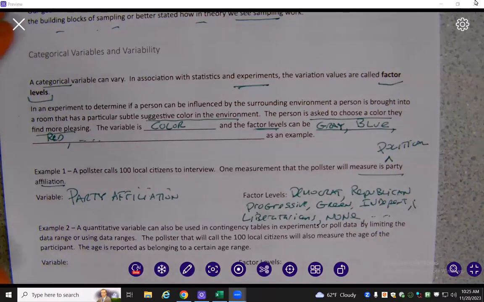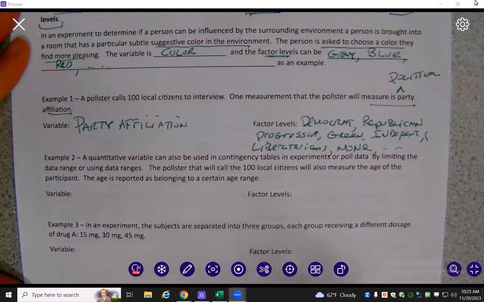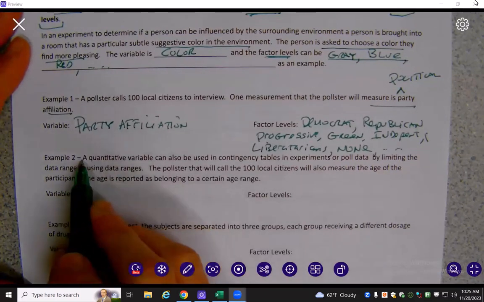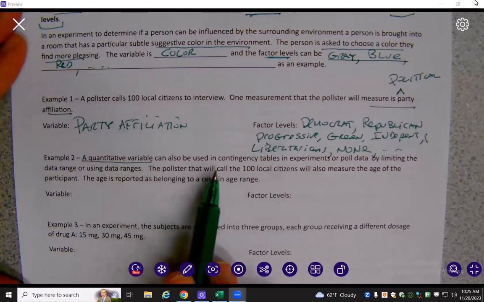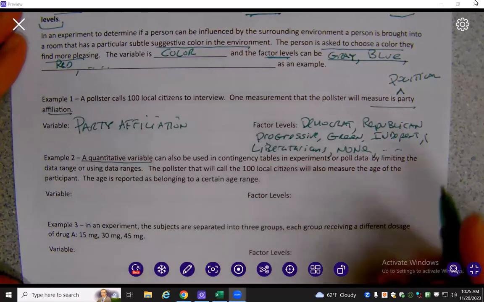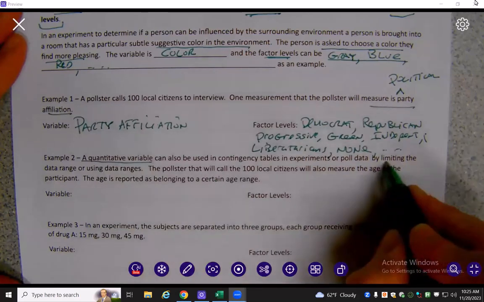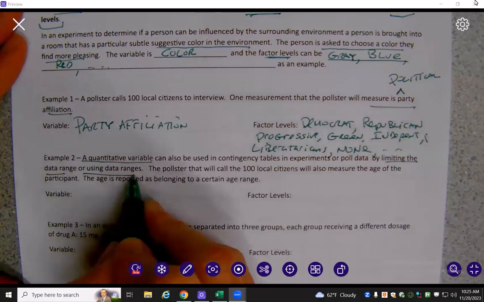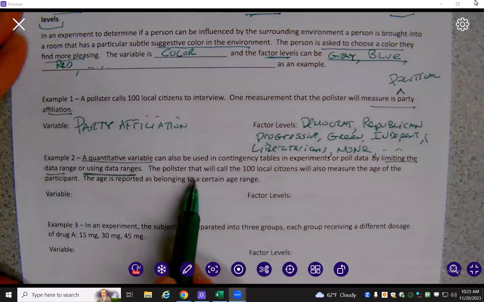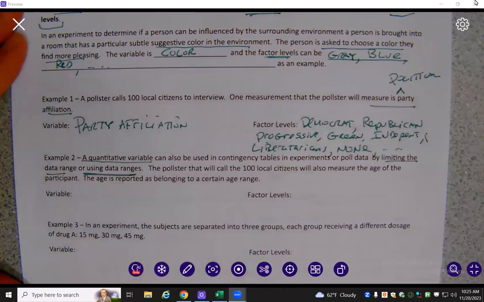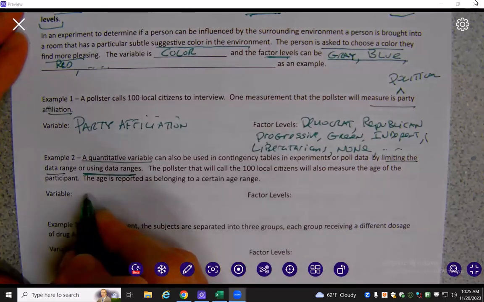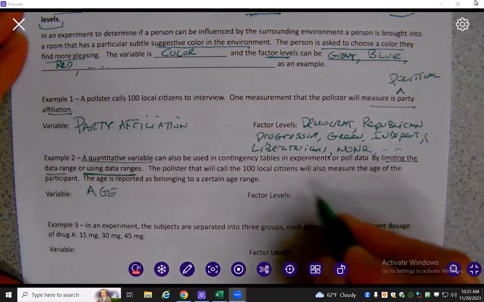All right, great. Notice now let's use a quantitative variable. It can also be used in contingency tables and in experiments or poll data by limiting the data range or using data ranges. Okay, so the pollster will call 100 local citizens and will also measure the age of the participant. The age is reported as belonging to a certain age range. So notice again, in this case, what is the variable? Age. That's right. Age is my variable, and I'll do this with factor levels.